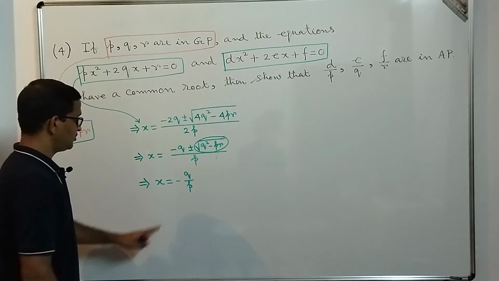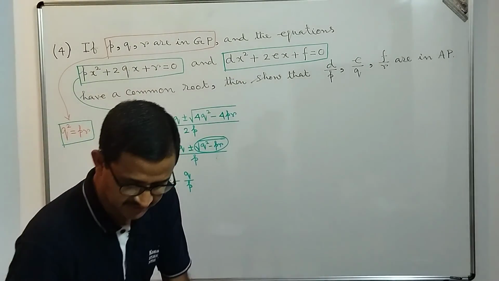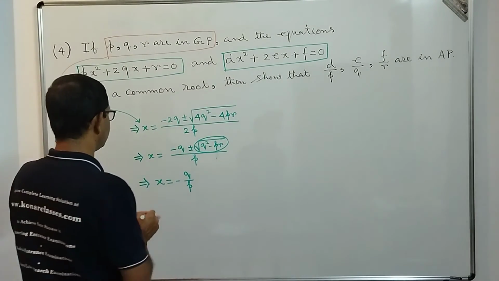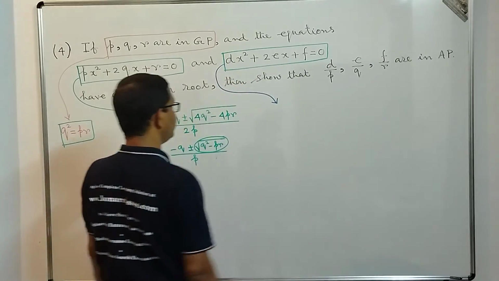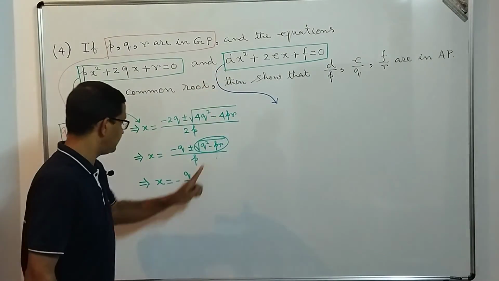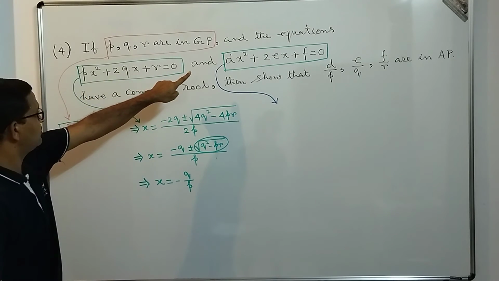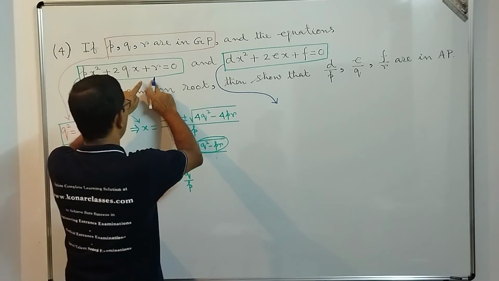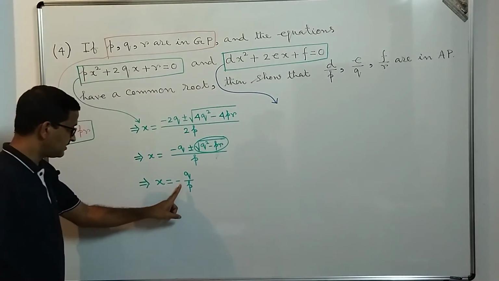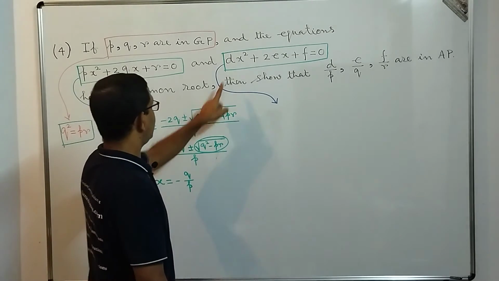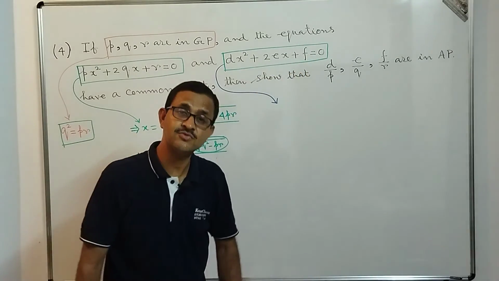Now this root, minus q by p, is also a root of this equation. So that means this equation dx square plus 2ex plus f equal to 0 has root x equal to minus q by p, because according to the question, this quadratic equation and this quadratic equation have a common root. In this case the root is minus q by p, so instead of x we can write minus q by p and it will satisfy the equation.